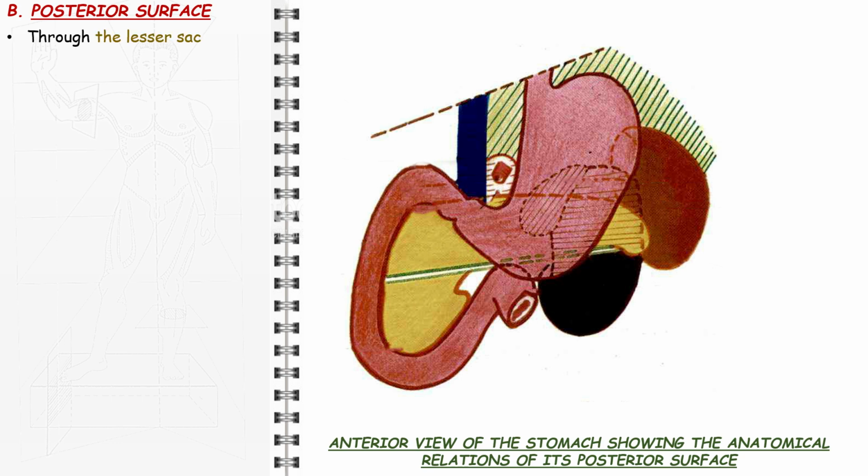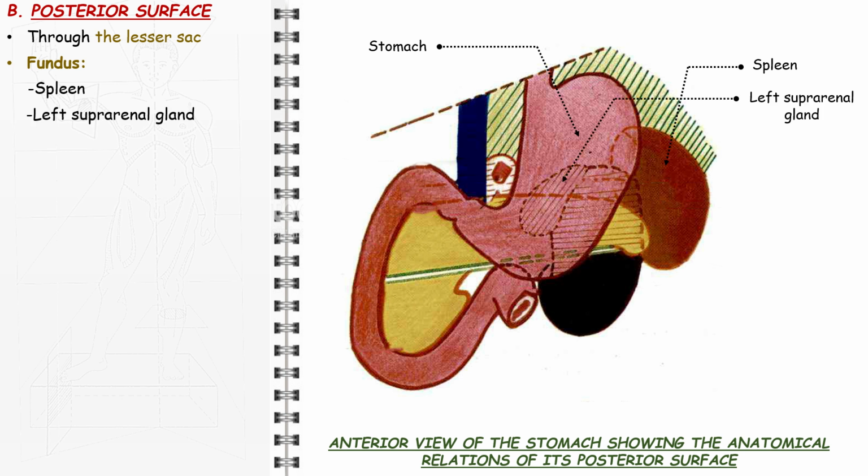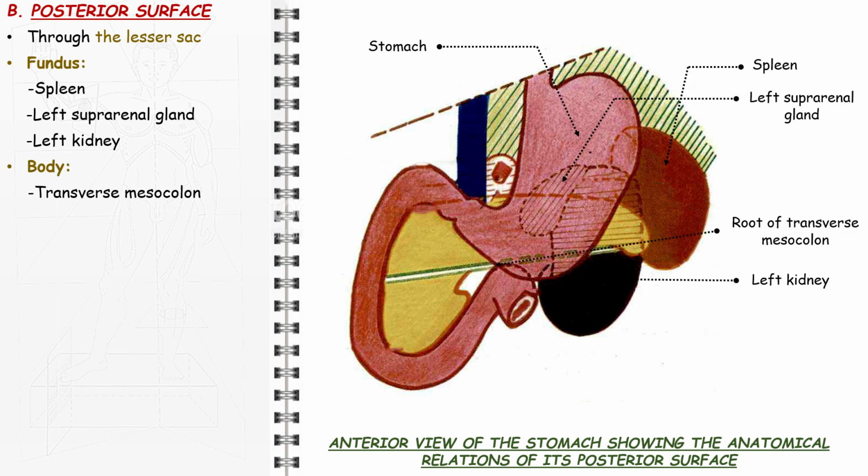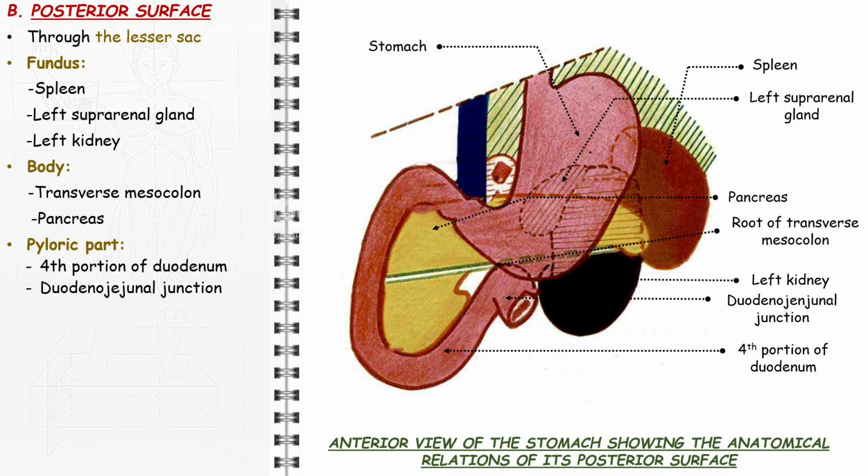A set of retroperitoneal organs constitute the stomach bed. The fundus lies on the left crus of the diaphragm, the left suprarenal gland, the pancreas, the splenic vessels and the spleen and the left kidney. The body lies on the pancreas and the transverse mesocolon. The pyloric part lies on the fourth portion of the duodenum, the duodenojejunal junction and intestinal coils.